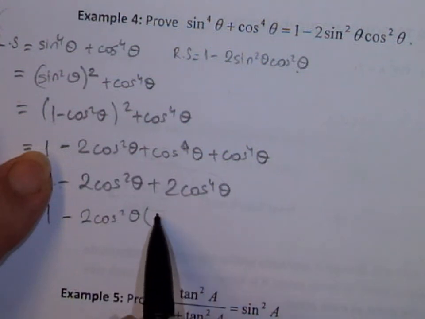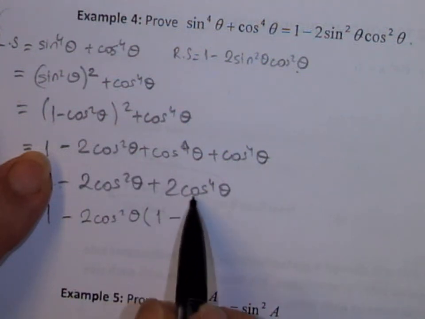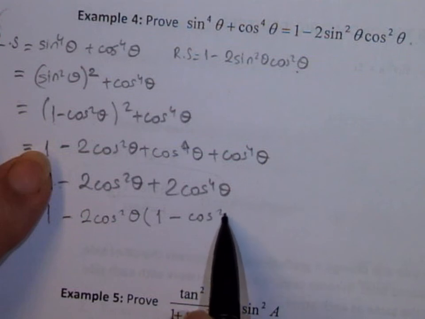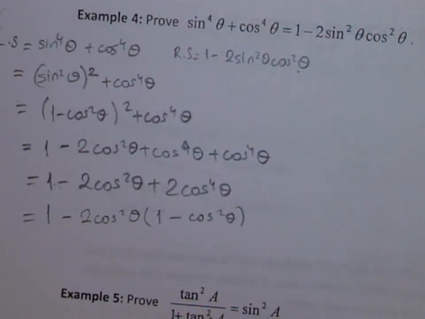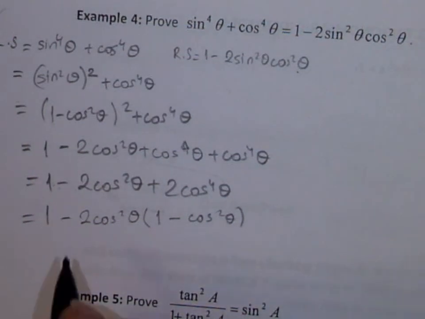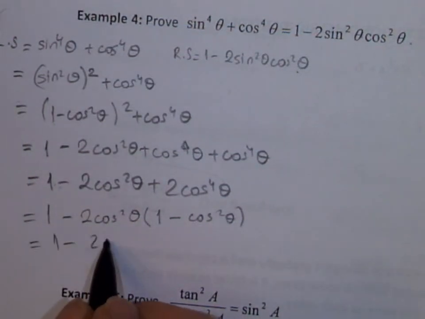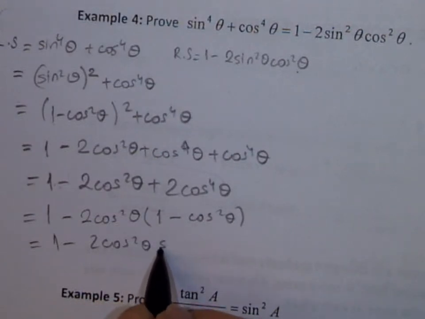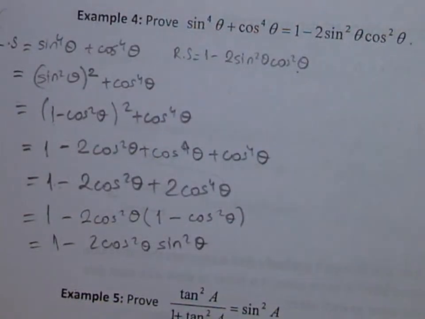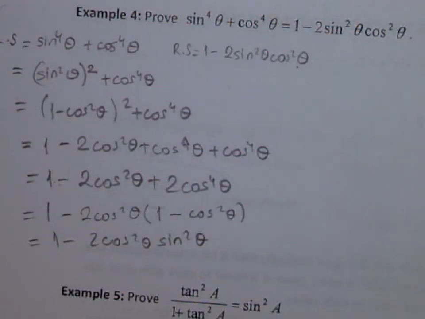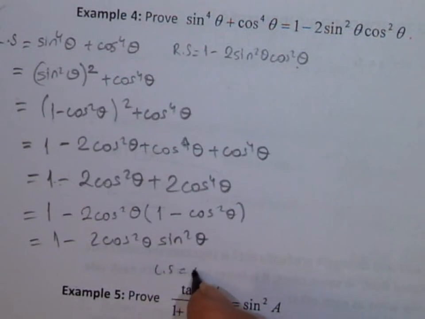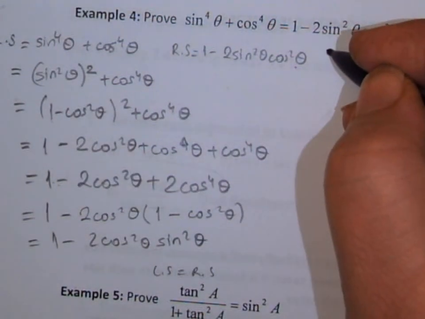So what do I get? 1 minus cos square theta. Well, 1 minus cos square is sine square theta. So now you have exactly the same thing as the right side. Okay? Then left side equals right side. So this is method 1.